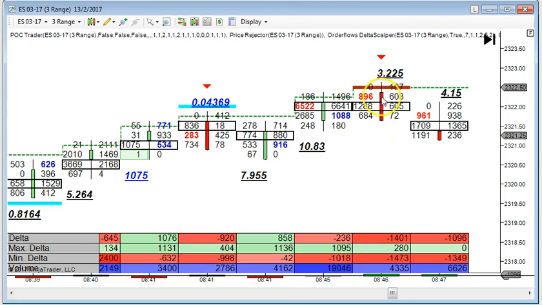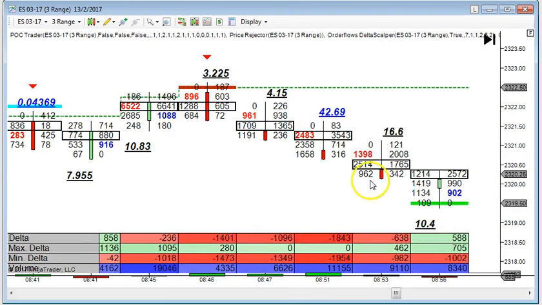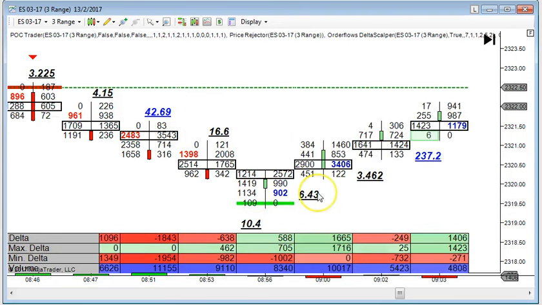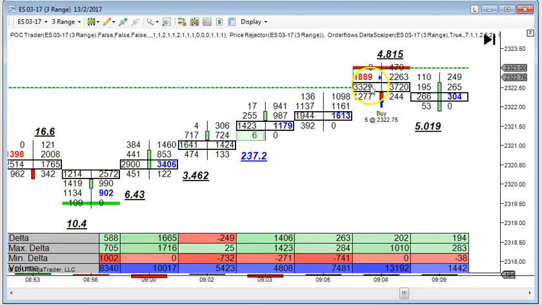At 846, we got this divergence here. It came all the way down to 20. Then we started going back up, got up to that high again at 22.5, and we took out the high. I got long. I was trying to get in at 2.5, but I got a little bit impatient. I was looking for a quicker move up. But anyway, I got in at 2 3/4.